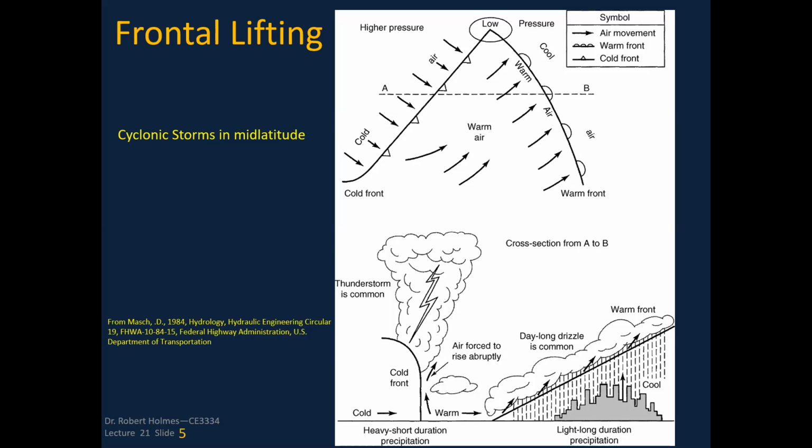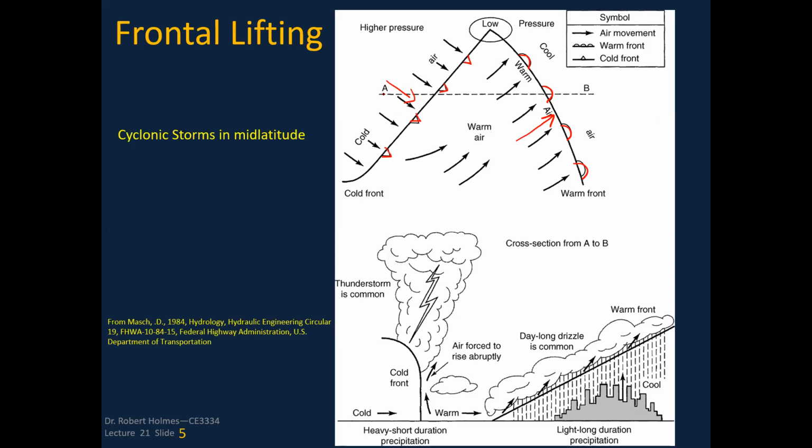So this is an example slide looking at frontal lifting. This is what you might see in terms of an air mass or a weather map, where you've got the various masses of air, where you've got a cold front and a warm front. You see these triangles, that's the presence of a cold front moving. I'm sorry, I got these backwards. So you've got the cold front moving through here, and you've got the warm front moving this way.